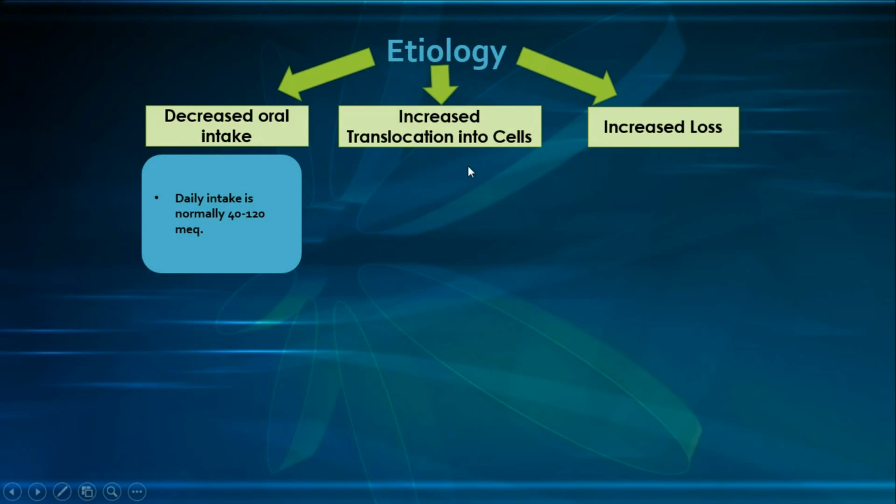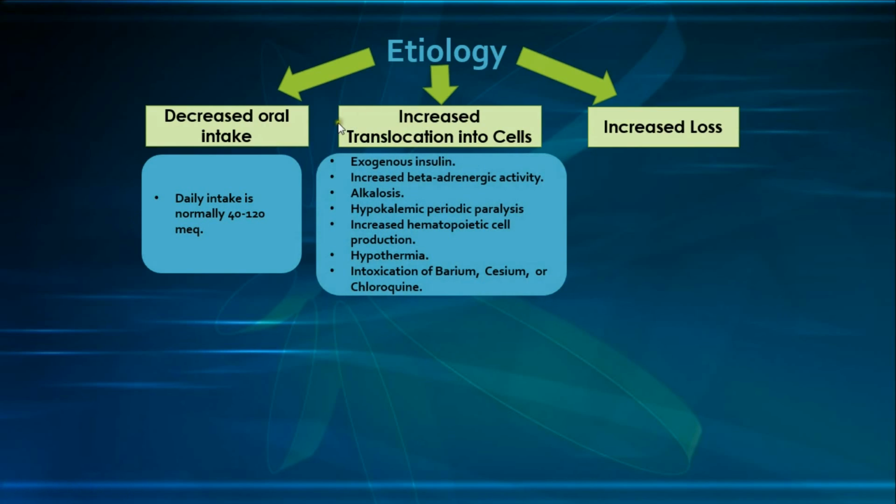So if a patient is on a diuretic plus he has decreased oral intake, then it would be significant. The second mechanism is increased translocation into the cells, and it could be due to a variety of different mechanisms, starting with exogenous insulin. Now, insulin increases the activity of sodium-potassium ATPase pump, and therefore when you give exogenous insulin, you'll have increased activity of this pump, and therefore more sodium kicked out of the cells and more potassium driven into the cells, particularly the skeletal muscle cells and the hepatic cells.